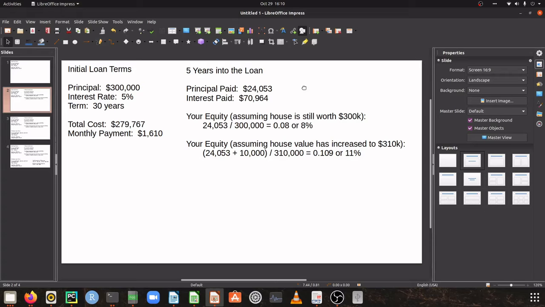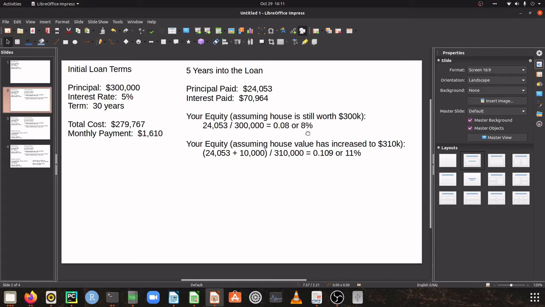So let's start off assuming that the house is still worth the original $300,000. In this case, you can divide the principal paid so far by 300,000 to get a decimal of 0.08, which when multiplied by 100 comes out to 8%. So you have 8% equity, assuming the house is still worth $300,000.